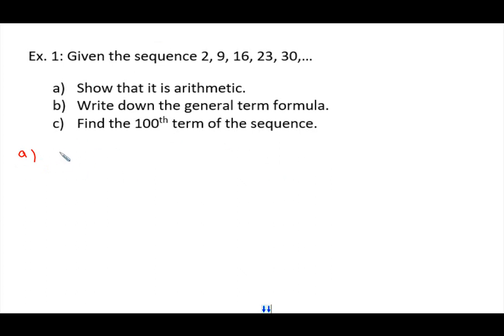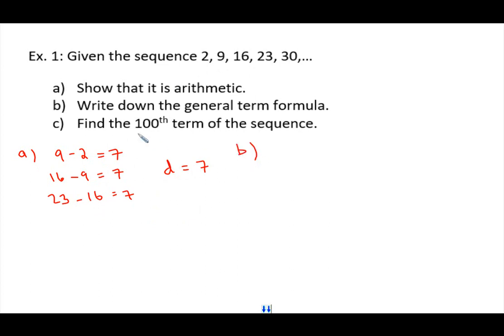We just subtract. 9 minus 2, what do we get? 7. 16 minus 9, what do we get? 7. 23 minus 16, what do we get? 7. So we notice we keep on getting the same answer. So this shows that this sequence is arithmetic, and we know that our common difference is positive 7. Okay, so that's part A.